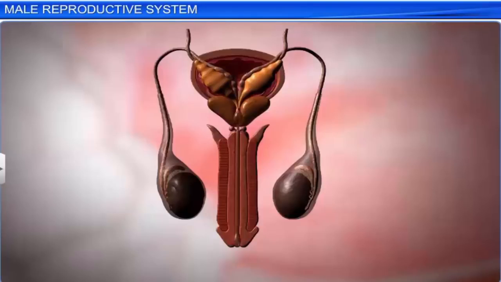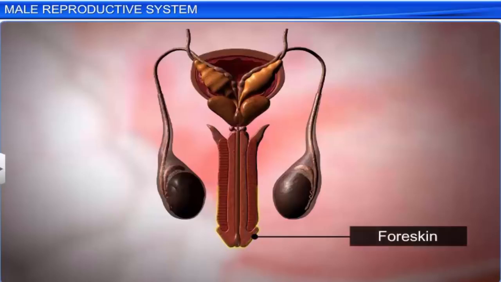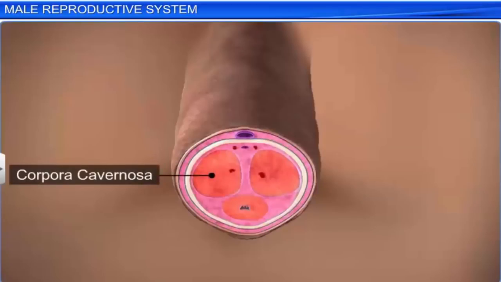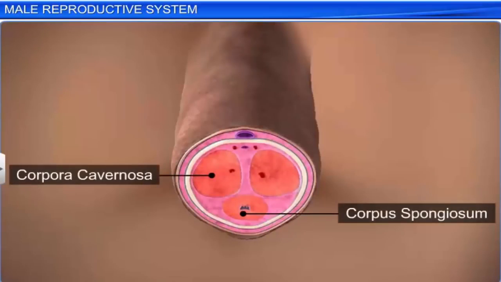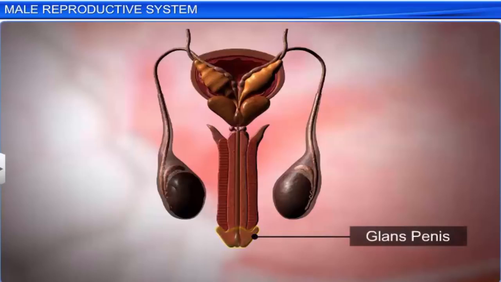The external genitalia in males is called the penis. The penis is a copulatory organ and is covered by a loose sheath of skin. The skin that hangs over the tip of the penis is known as the prepuce or foreskin. It is made up of special tissues like corpora cavernosa and corpus spongiosum. The tip of the penis, covered by the prepuce, is called the glans penis.